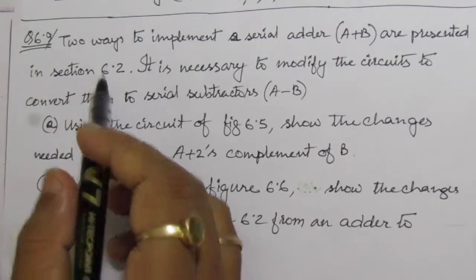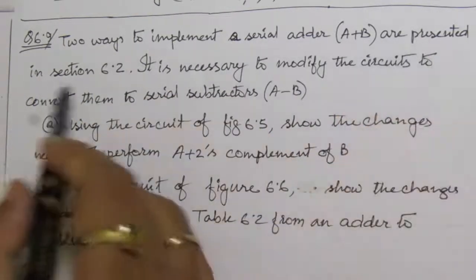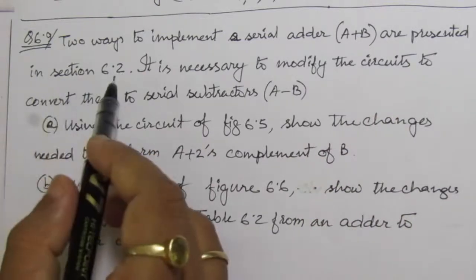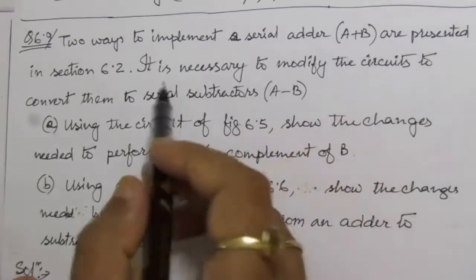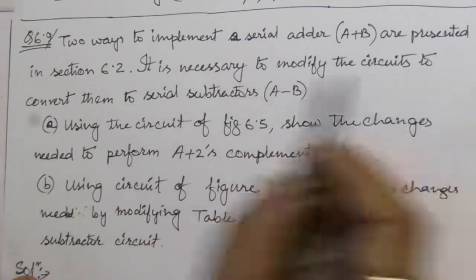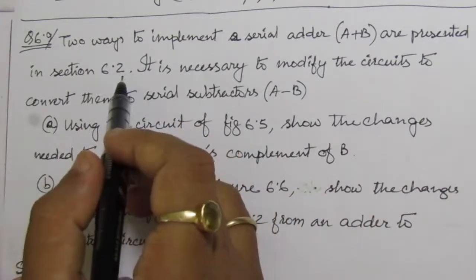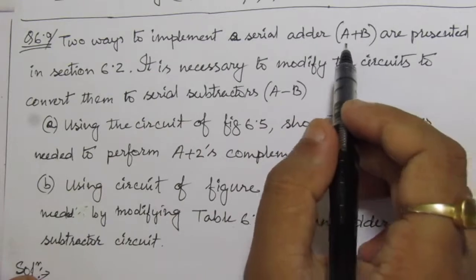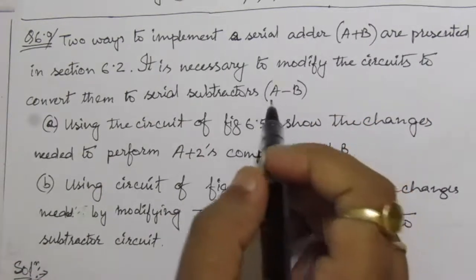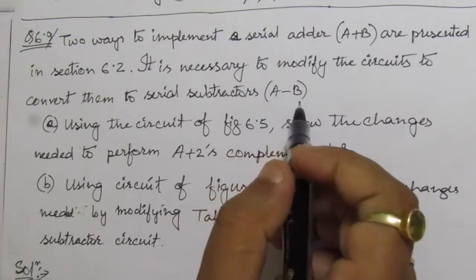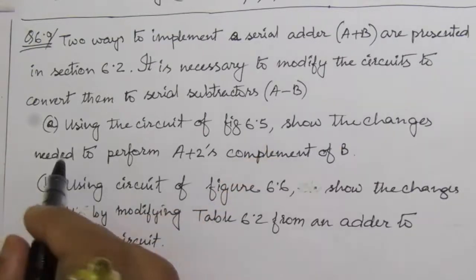The problem is: two ways to implement a serial adder A plus B are presented in section 2. That means in section 2, we are given a serial adder that will add the two numbers A and B. It is necessary to modify the circuit to convert it to a serial subtractor that will subtract the number B from A. So here we have two parts in this question.